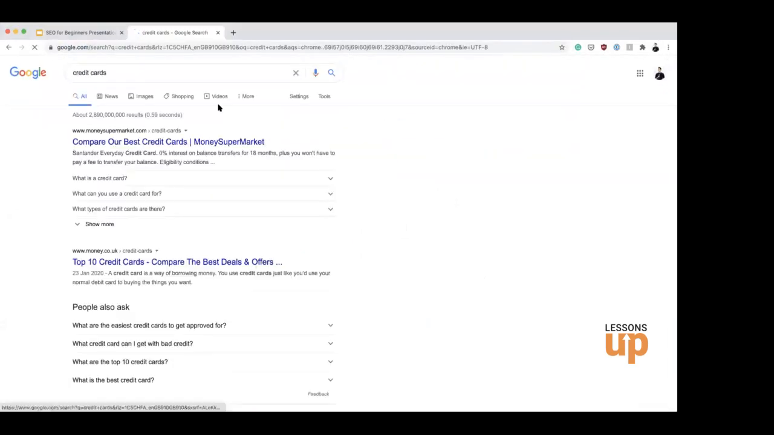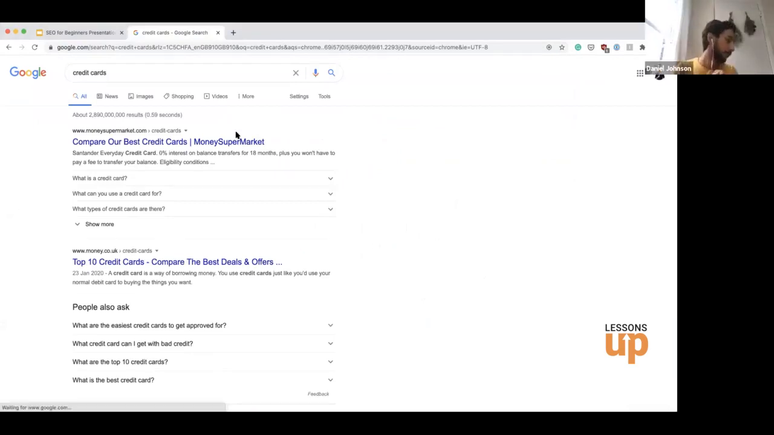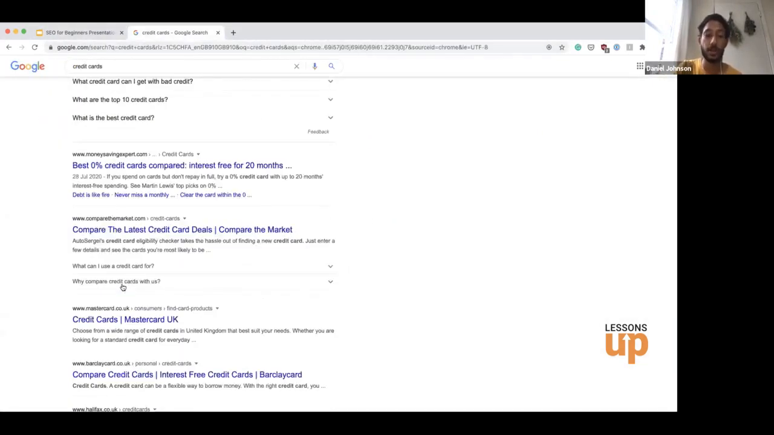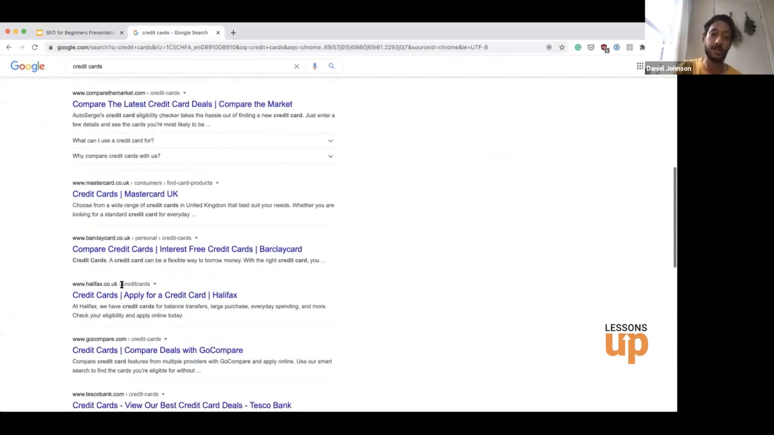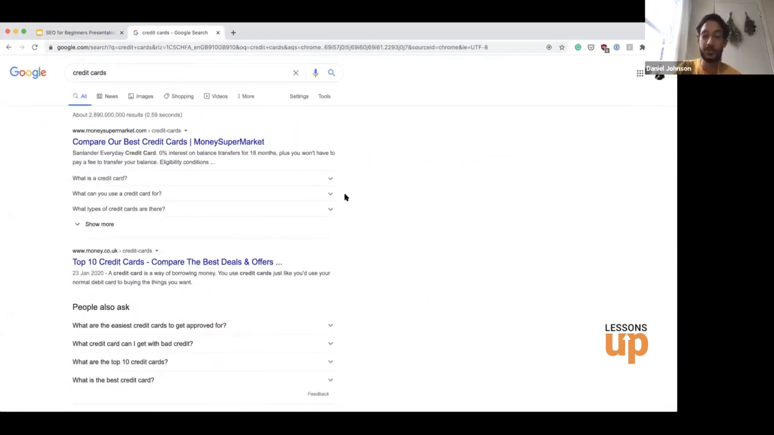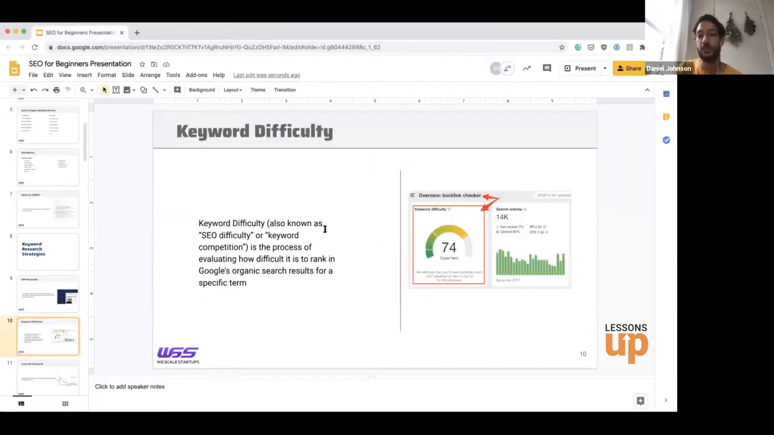Okay, I see it. So credit cards, insurance, and a couple of others are the four most competitive terms. Credit cards is an incredibly difficult keyword to try and rank. There's lots of people with lots of money and lots of clever people trying to rank that. But it's really important to think to yourself about how difficult it is to rank particular keywords.